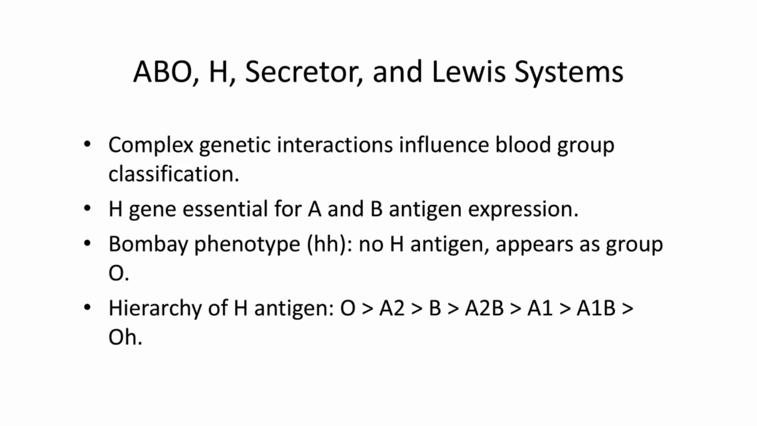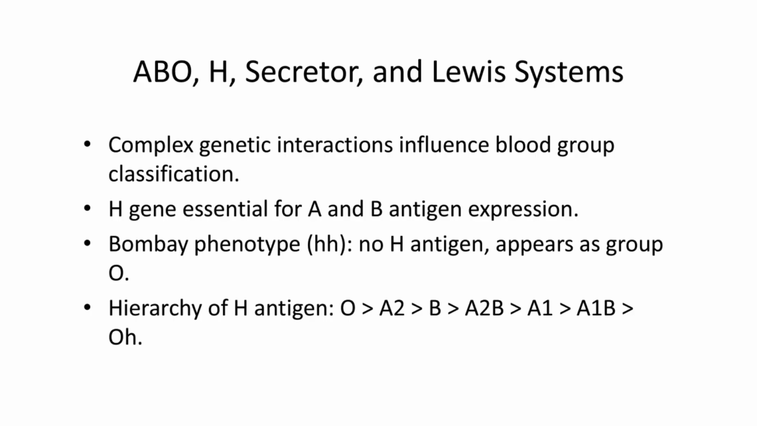The H gene is essential for the expression of A and B antigens. Individuals who lack this gene, genetically classified as little h little h (hh), exhibit the Bombay phenotype, also known as Oh. In these individuals, the precursor substance cannot be converted into A or B antigens due to the absence of H, resulting in a blood type that appears as group O but lacks the H antigen.